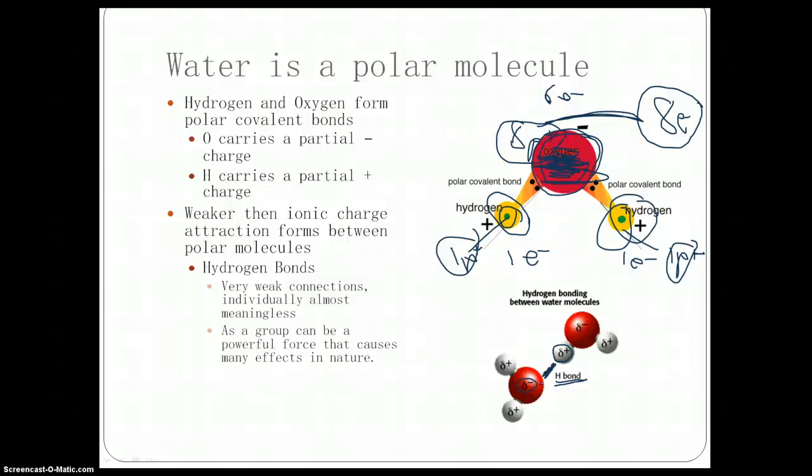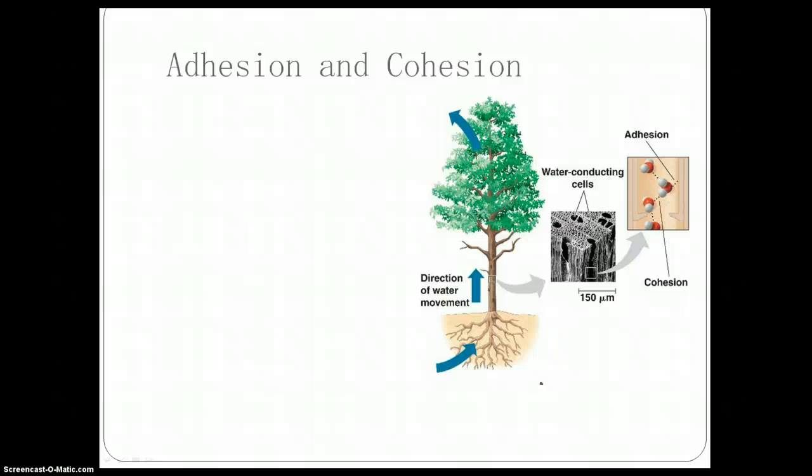Individually, hydrogen bonds are absurdly weak. Like they're very weak, much weaker than ionic bonds. But as a group, they can be a powerful force that causes many effects in nature. Okay? And because of this polarity and because of this hydrogen bonding, these are the underlying causes. Water has some unique properties that actually end up making it ridiculously important to all living things.